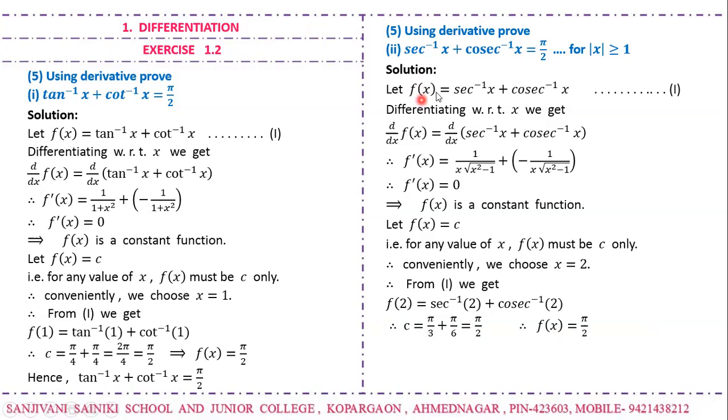So here f of x is pi by 2. So from equation 1, we can write sec inverse of x plus cosec inverse of x is equal to pi by 2. Now we will end our session here and we will continue this same exercise in our next lecture.